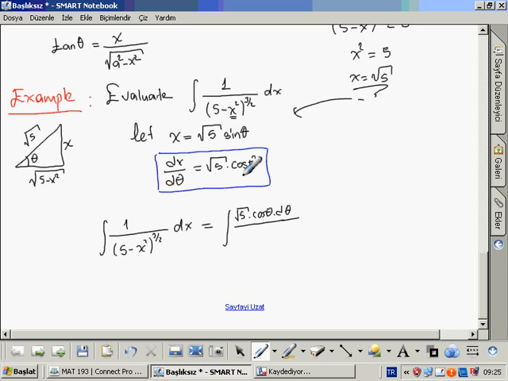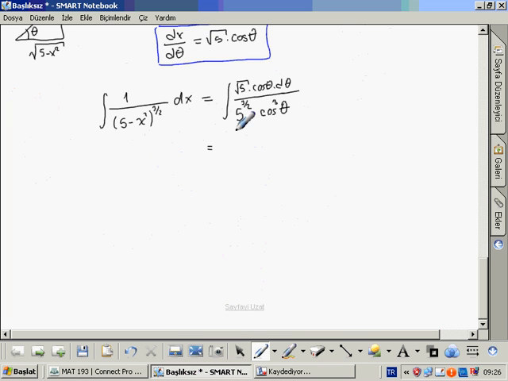And the denominator part will be equal to 5 to the 3 over 2 times cosine cube theta, and the 1 over 5, because here is 5 to the power of 1 over 2, and then with simplification you will obtain 1 over 5 integral of 1 over cosine square theta, so it will be secant square theta d theta. So it equals 1 over 5 tan theta plus c.